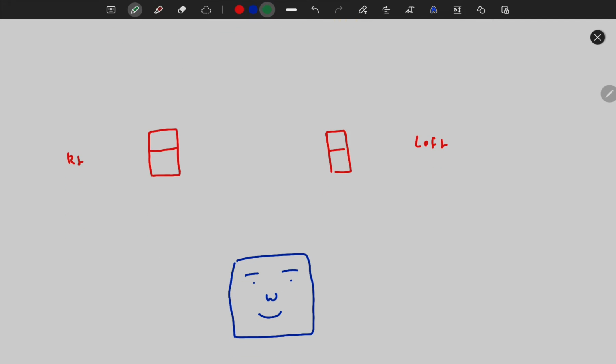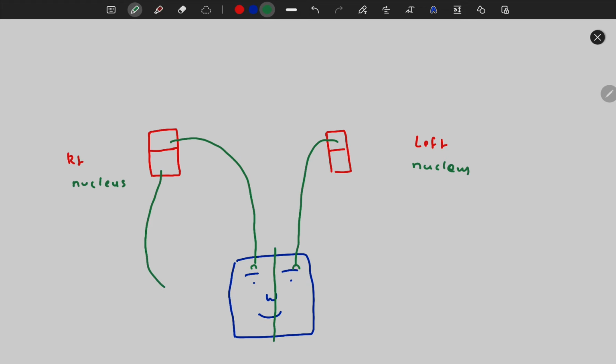So the space can be divided into a right and a left half. So this is a right nucleus and this is a left nucleus. The right nucleus and the left nucleus have an upper and a lower part. The upper part will innervate the upper part of the face on the corresponding side, and the lower part of the nucleus will innervate the lower part of the face of the corresponding side. So thereby we can divide the face into 4 quadrants.